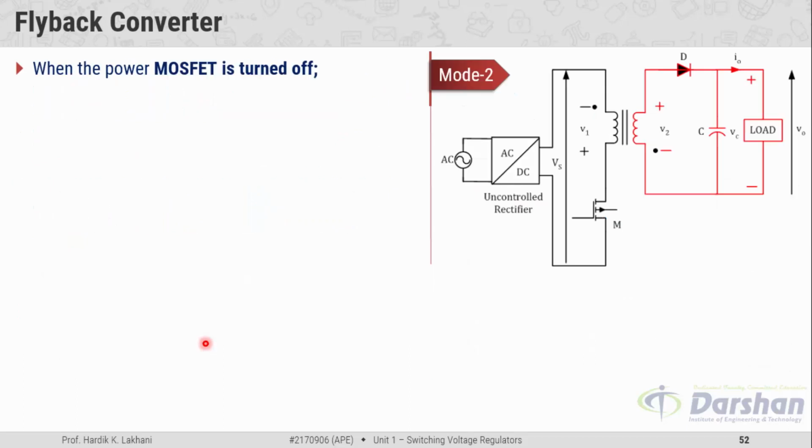Mode 2 operation. When the power MOSFET is turned off, mode 2 begins. We know that the polarity across the winding gets reversed when the switching action takes place. Here you can see that the dot terminal has become negative and the other terminal has become positive, and these polarities get reflected on the secondary winding. Because of that the upper terminal has become positive, and due to that the anode of the diode becomes positive and the diode comes into the forward bias condition and becomes on.